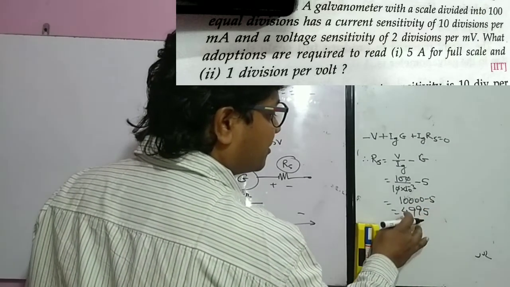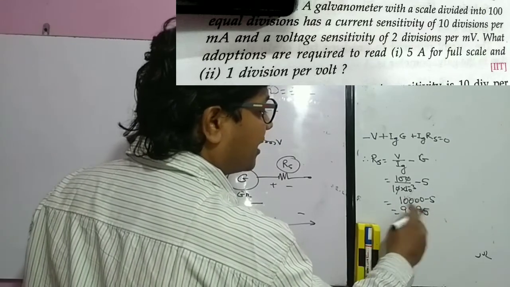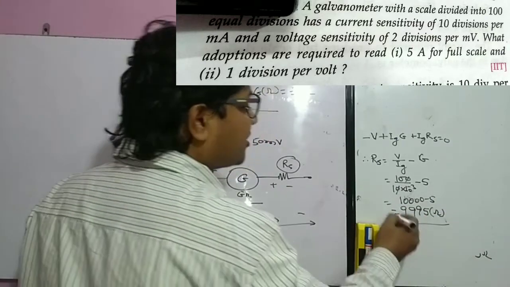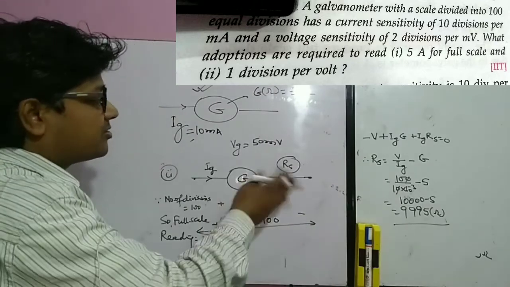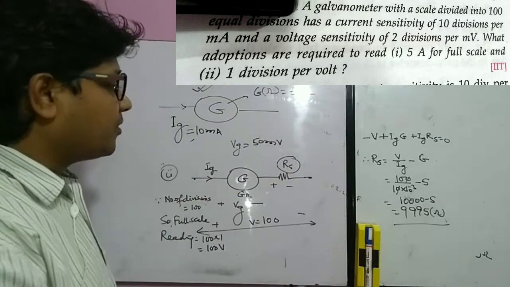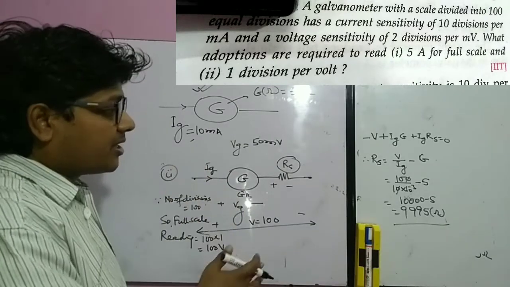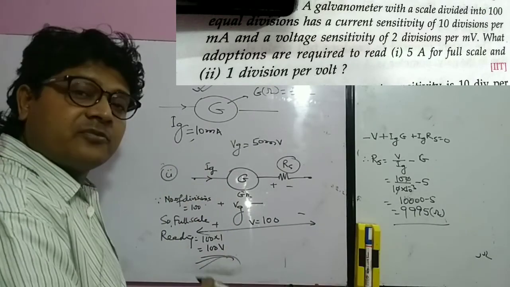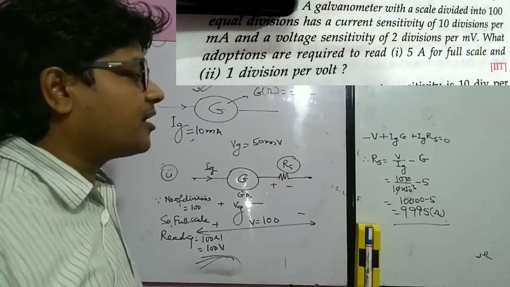4,995, sorry, 9,995 ohm. This much high resistance we have to connect in series to convert this galvanometer into a voltmeter that can read a full scale voltage of 100 volt.